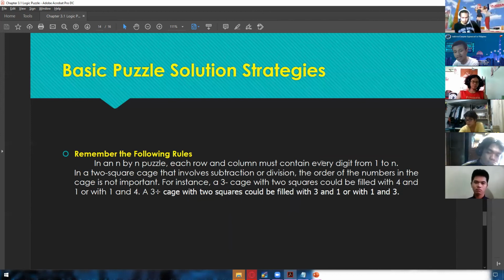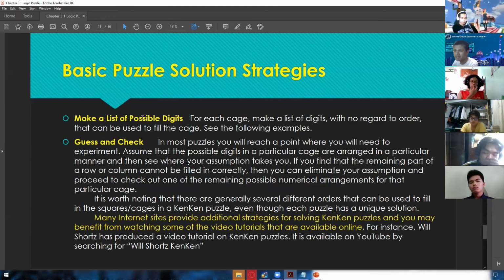Okay, so do not use 9, 10, 11, 12, 13. Whatever is the highest grid, so let's say if it's 8 by 8, then you can use up to 8. If it's 6 by 6, then you can use 1 to 6 only. Okay, and then make a list of possible digits.